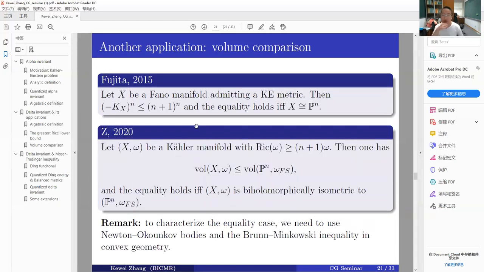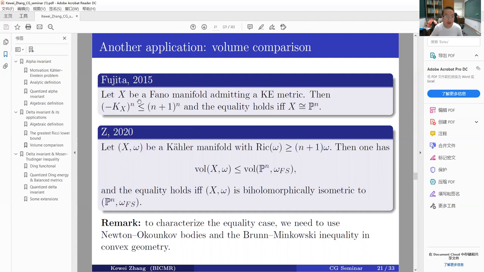Now, there's another application of this delta invariant. In 2015, Fujita proved a very beautiful result, which says that when the Fano manifold admits a Kahler-Einstein metric, then the anti-canonical degree cannot be bigger than (n+1)^n. And the equality holds if and only if X is biholomorphic to CP^n.